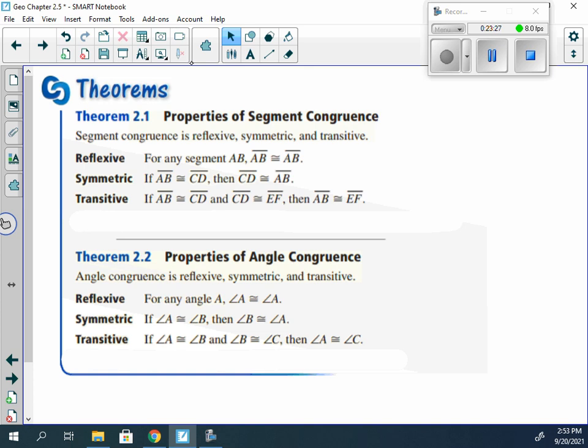We could also talk about properties of angle congruency. For any angle A, angle A is congruent to angle A. Or symmetric: if angle A is congruent to angle B, then angle B is congruent to angle A. We can have it in either order. And lastly, if angle A is congruent to angle B and angle B is congruent to angle C, then angle A is congruent to angle C. These are the exact same properties we had for symmetric, reflexive, and transitive on Friday. Questions on this here?